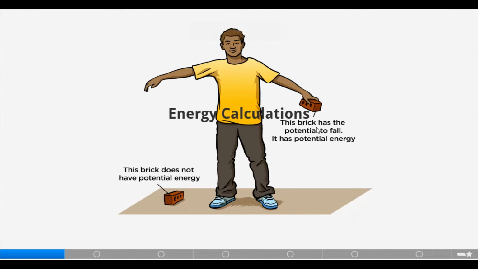How are you doing? We are here once again to present to you chapter 6.4, dealing with energy calculations. Let's do it together.